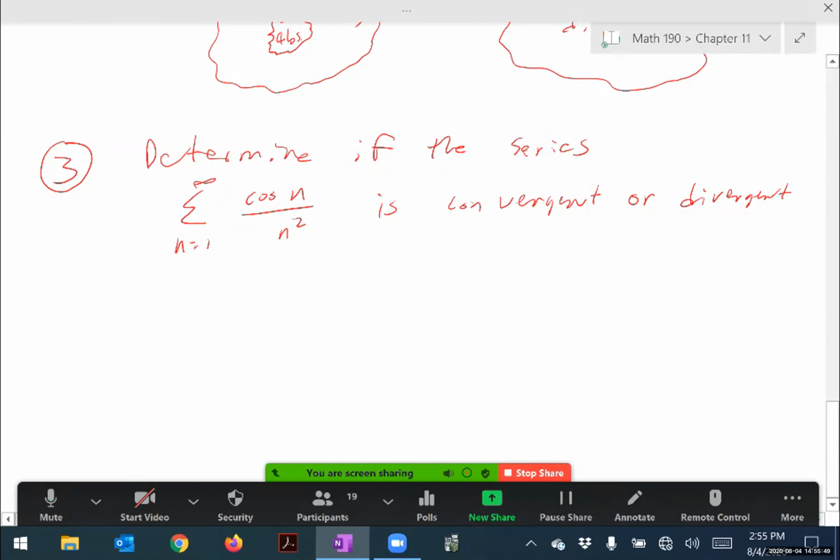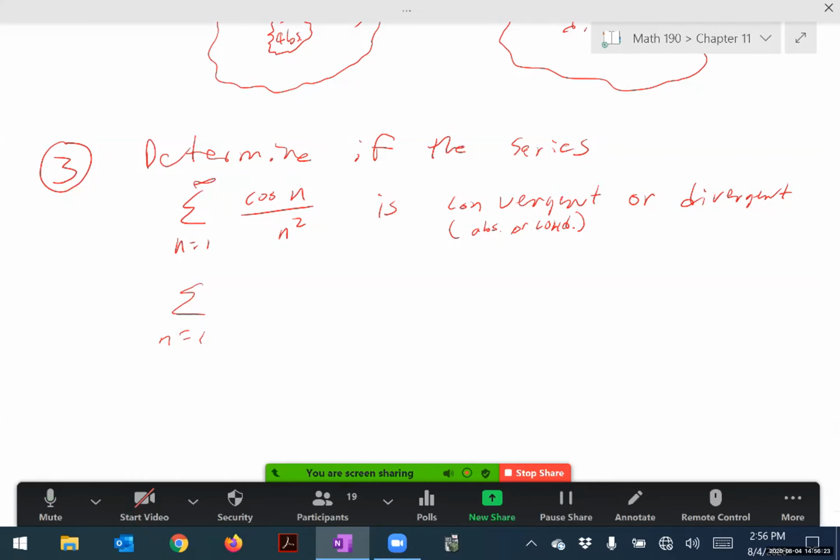So let's write out some of the terms of this guy. What does this guy look like? Summation n equals 1. Convergent, and we can put under here, is it absolutely convergent or conditionally convergent? Because it could be convergent, but we don't know which one. Was it absolutely convergent, or is it conditionally convergent? Which one is it?